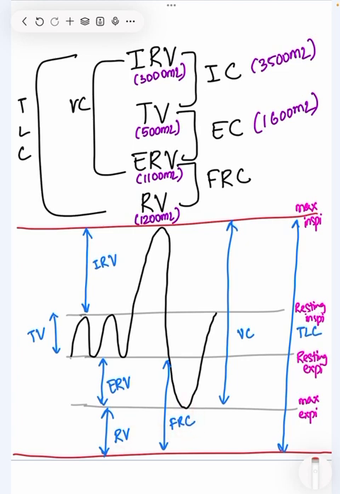In a similar way, if you add tidal volume, inspiratory reserve volume, and expiratory reserve volume, you get vital capacity. In this trick also we have added that inspiratory reserve volume, tidal volume, and expiratory reserve volume will give you vital capacity. And we have also learned that all the volumes and capacities together will form total lung capacity, which we have already written here.